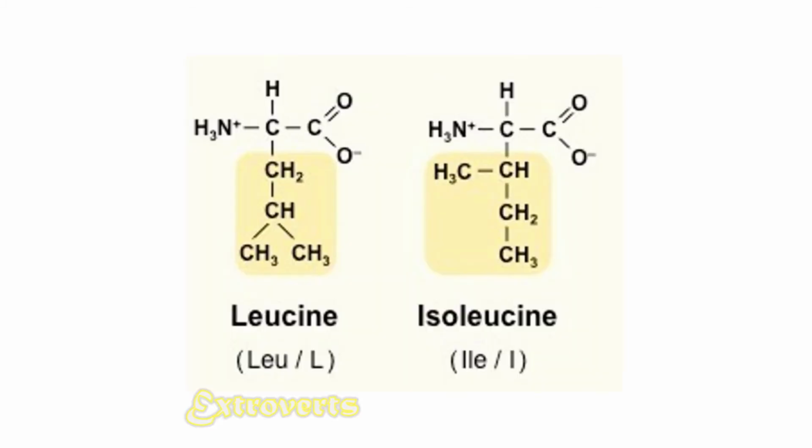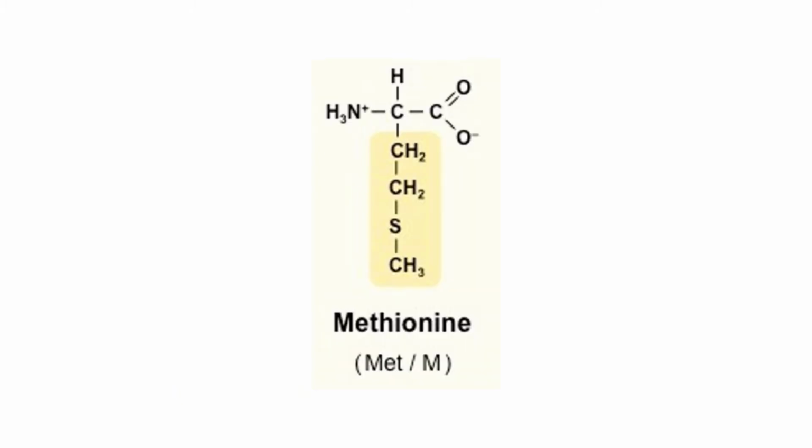Leucine and isoleucine. This is extroverts and introverts. Leucine, the methyl group, wants to hang around with everybody. Isoleucine, he just wants to be isolated and by himself and die alone. Methionine. I always make this guy like a song.